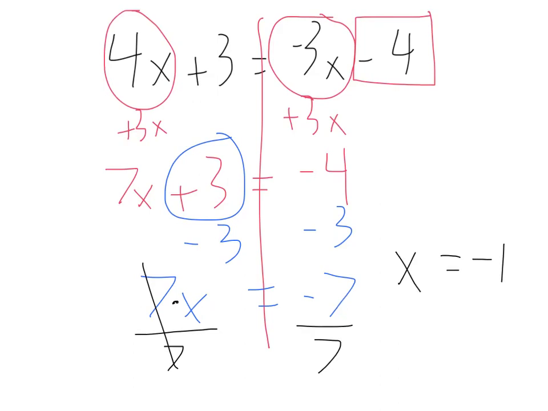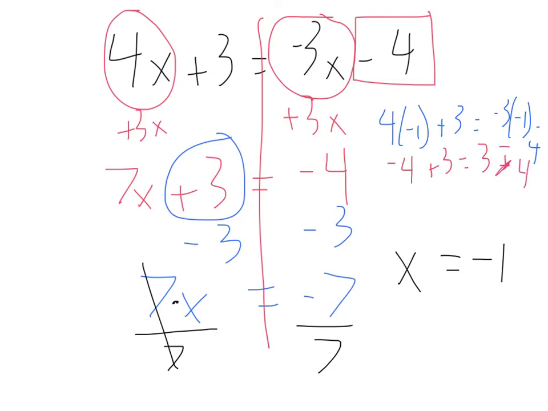And of course, we always have to go back and check. So we'd say 4 times -1 plus 3 equals -3 times -1 minus 4. Forgive me for that not fitting quite well. Now, 4 times -1 is -4 plus 3. -3 times -1, negative times a negative is, yeah, it's a positive. 3 minus 4. -4 on the left plus 3 is -1. 3 minus 4 is -1. So we get -1 equals -1. So good job, it worked.